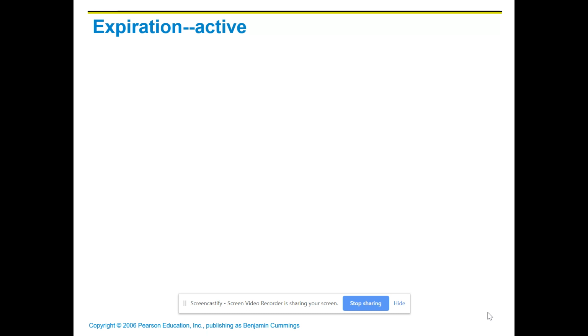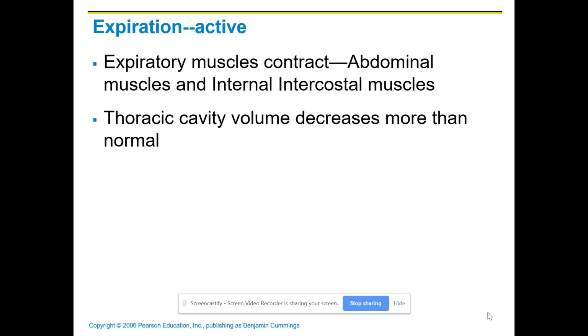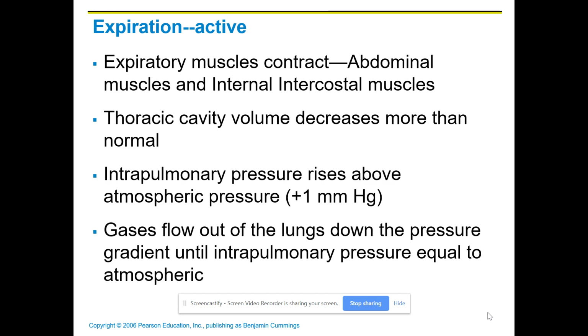Most of the time when we expire, it's passive. All that happens is muscles relax. We can also choose to force air out. Well, the only way we can do that is to make the cavity even smaller than it normally is, and that requires muscles. These muscles are called expiratory muscles. The expiratory muscles make the thoracic cavity volume decrease even more than normal. And so pressure is going to go up even more than normal. And so air will be forced out until the two pressures are the same.